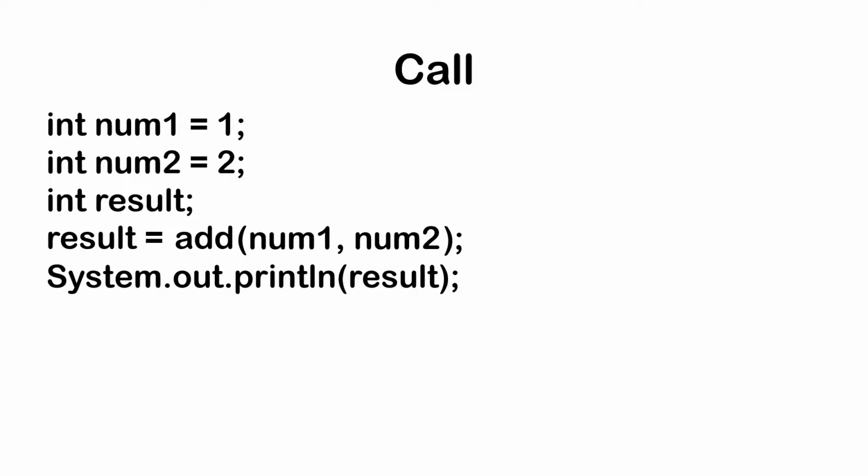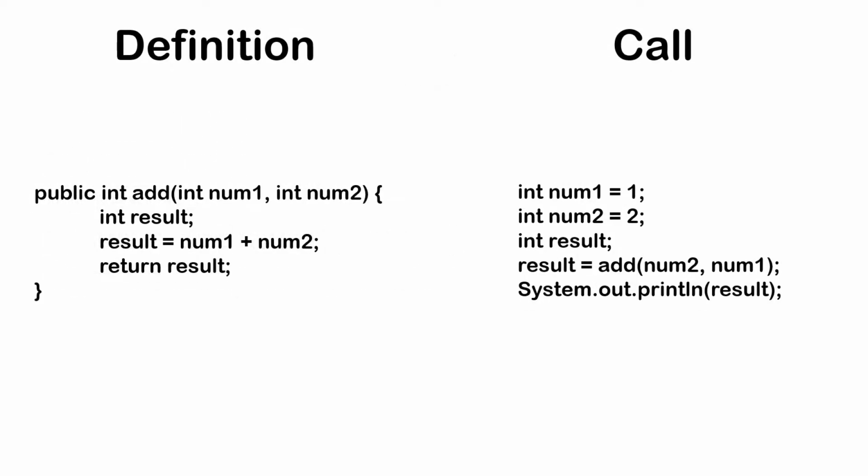Now let's take a look at what happens if we run our code next to our definition. It will go line by line through our code, and when it reaches our call, it will jump over to the definition. Our first argument will become the first value of our parameter, as well as our second argument will become the value of the second parameter. Notice how the variable names do not need to match up in name, but only in type. This means that num2 in the definition will be equal to num1 from our call.